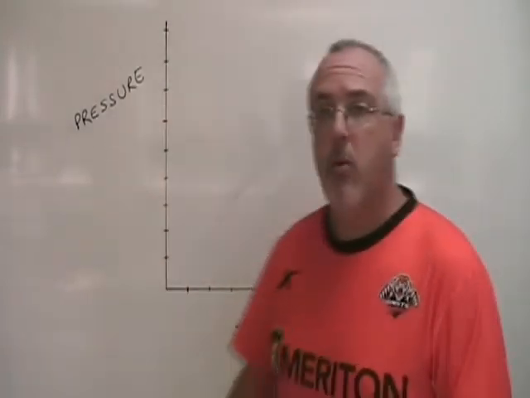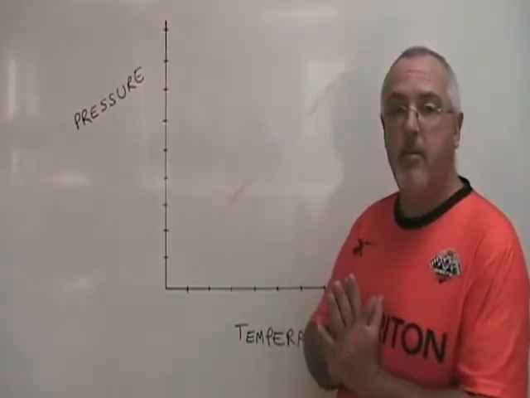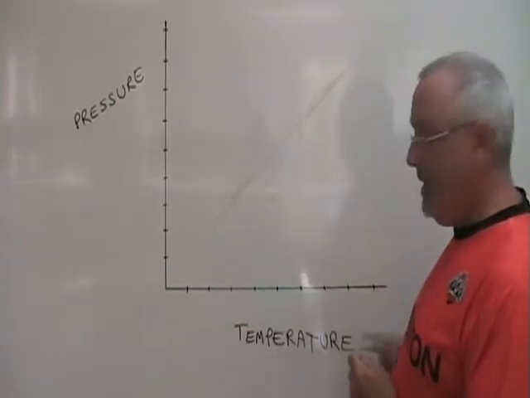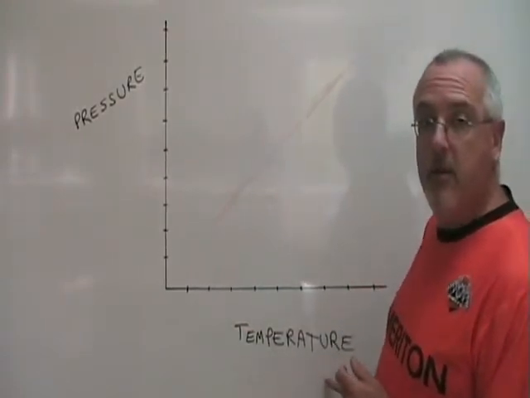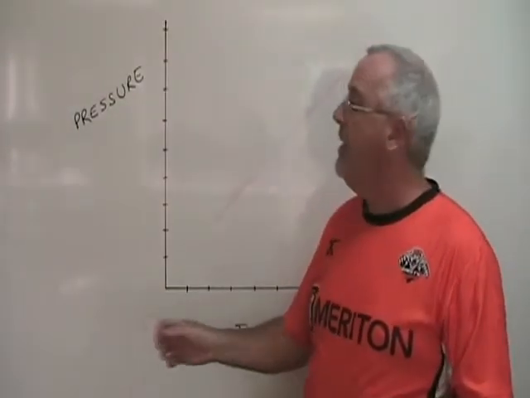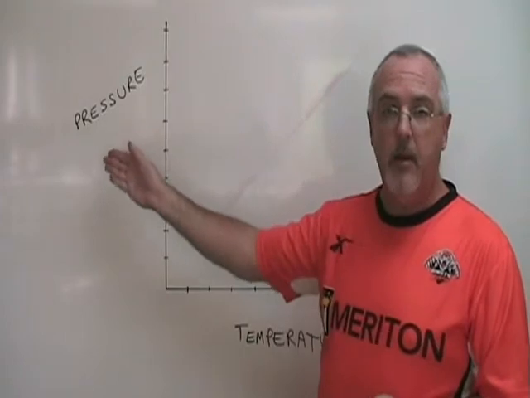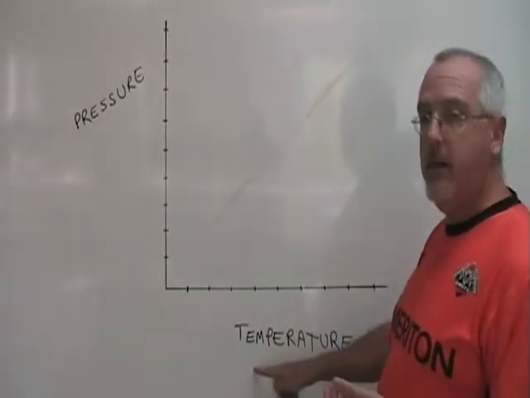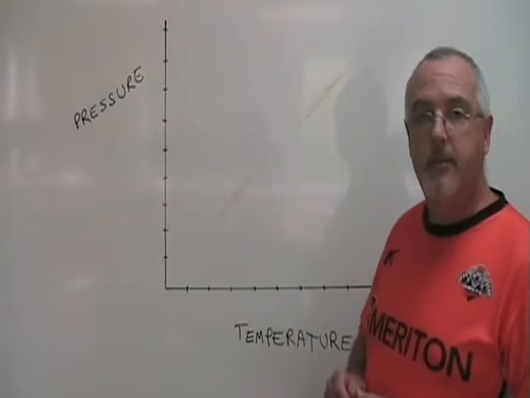But we could create a science experiment where we control the temperature, the independent variable, while measuring the pressure. The pressure would be the dependent variable because it would depend on the temperature, the independent variable.